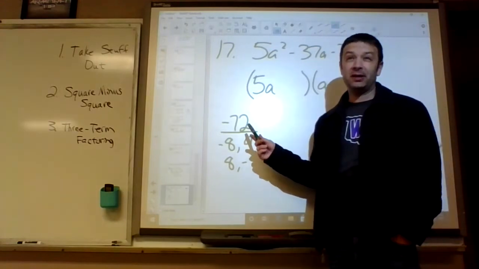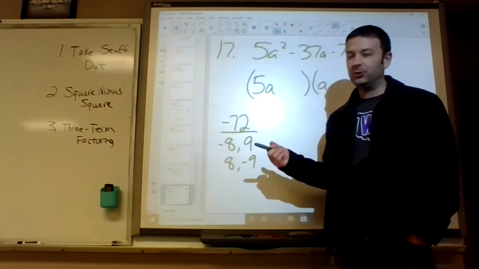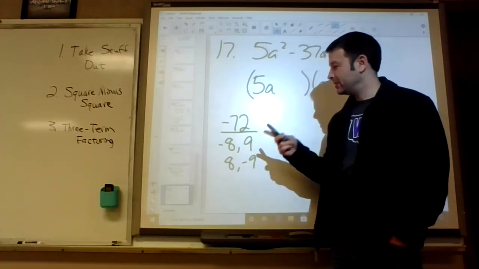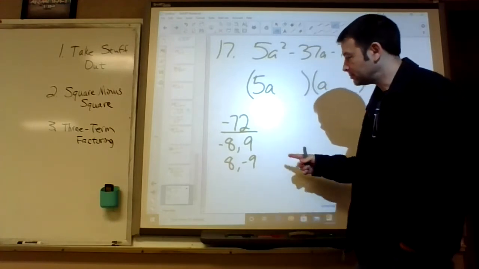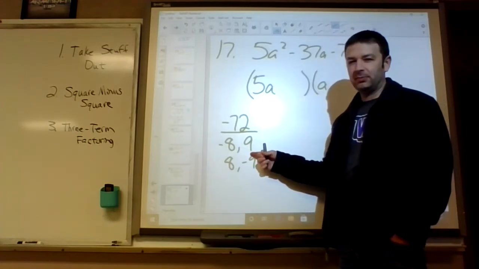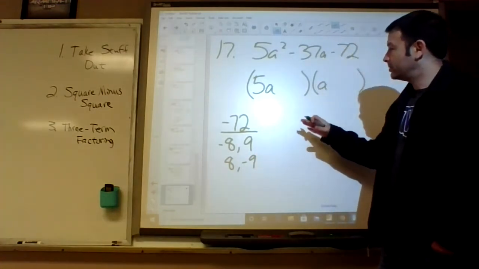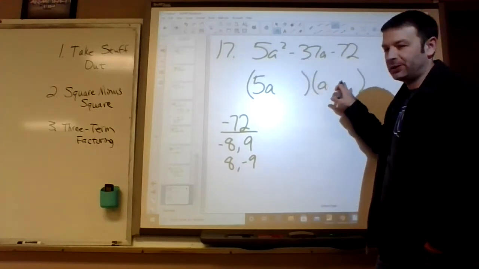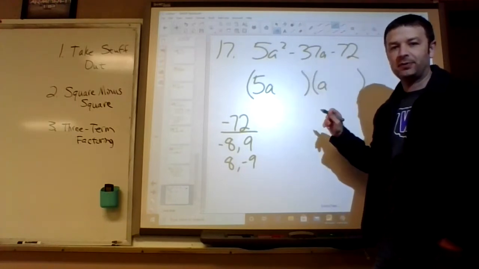It could be like 6 and 12. It could be, what else? 36 and 2. 18 and 4. Okay, you just got to try all of them until you find one that works. I think it's going to be one of these if I remember right. Okay, so we're going to plug these in and we're going to do the outside and inside, and if they add up to negative 37, we got it right.